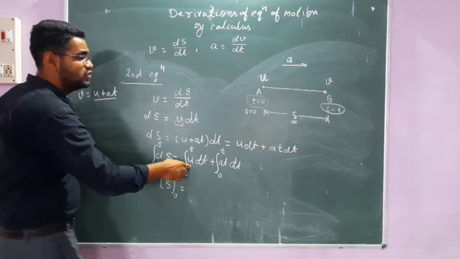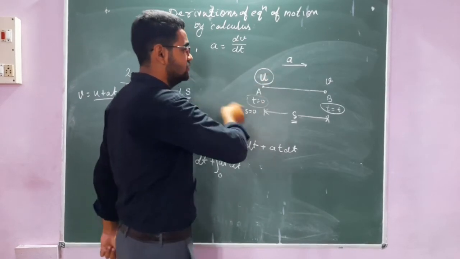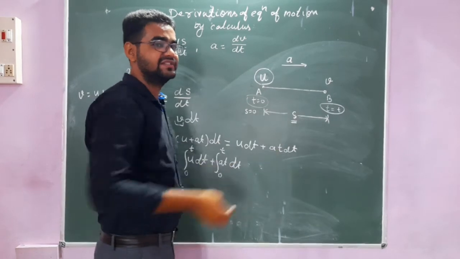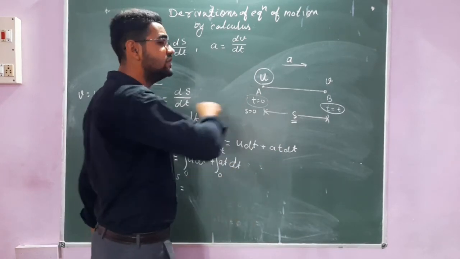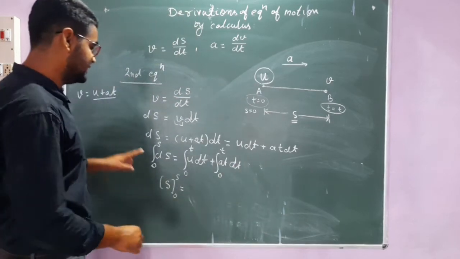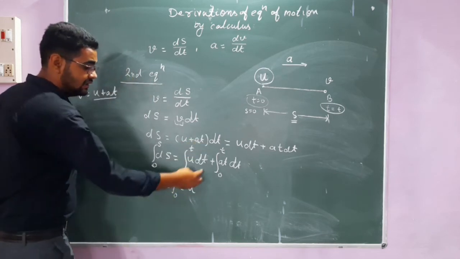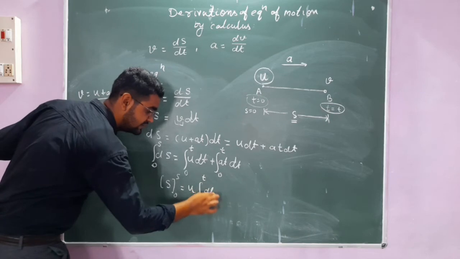Here u is constant, as when the time is 0, the object starts its motion with a certain velocity, that may be 10 kilometer per second, 10 meter per second, 10 centimeter per second. That will be a constant magnitude. Then we can say that u is constant, so u is taken out of the integration, then this will become integral from 0 to t of dt.